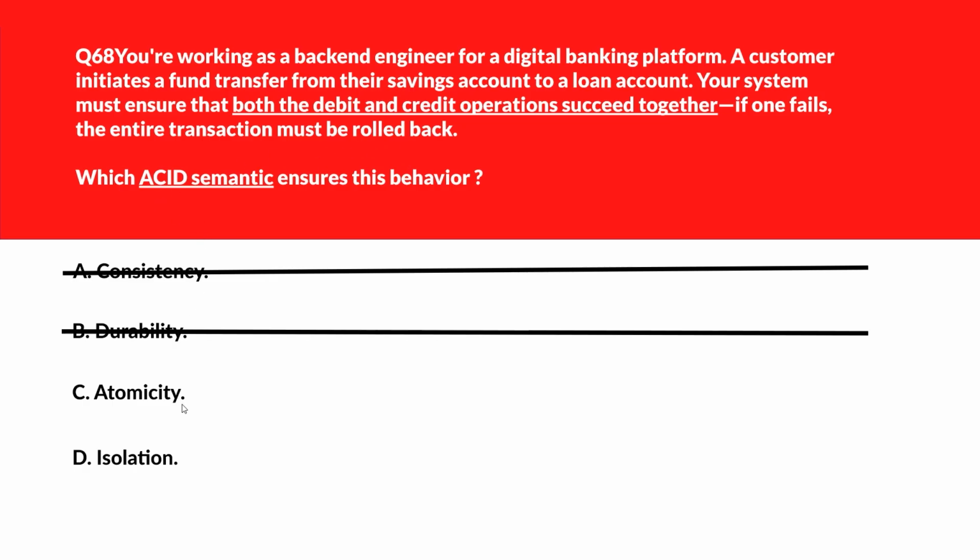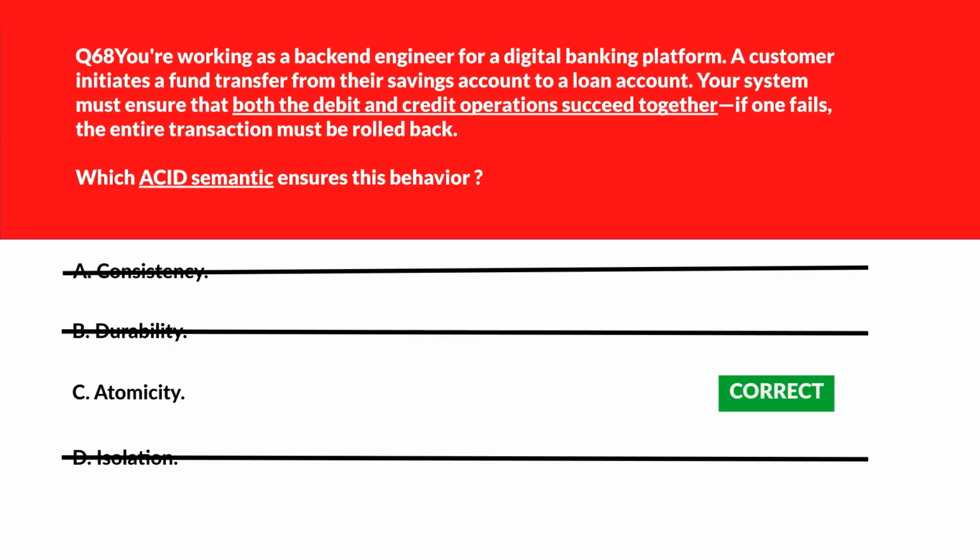C says atomicity. Atomicity ensures that either all operations in a transaction succeed or none are applied. That is all or nothing in layman's terms. Let's keep it. We'll move to now option D. D says isolation. Isolation manages concurrency, not all or nothing execution. So we'll eliminate it. We'll lock option C, atomicity, as the right answer.